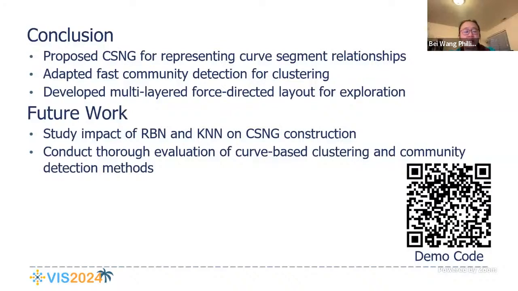Even if I take a curve and divide it by, say, 10 segments versus 20 segments, are the results not going to change too much? So the resulting CSNG itself is only a graph representation, right? The actual CSNG is produced from performing KNN or RBN neighbor search on the resulting curve-based data. So I apologize, it will change based on how you decompose the streamline and based on the parameters you set for the neighbor search methods.